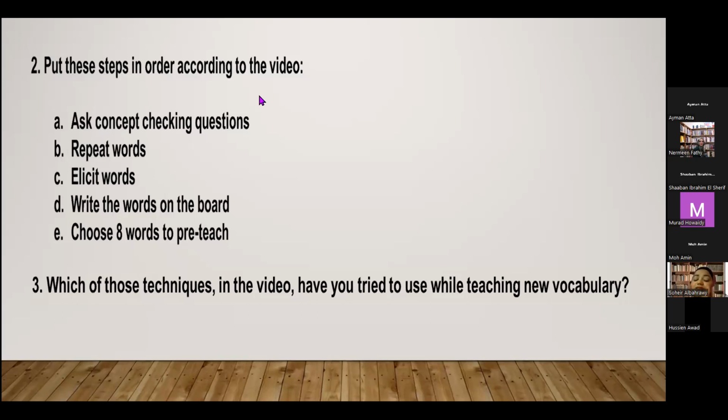But the inductive way is to start with eliciting words and then ask the students to listen and repeat to check their pronunciation. After that, ask them some concept checking questions to check their understanding, and finally write the word on the board. This is the last step. And then start to do these steps again with another word.